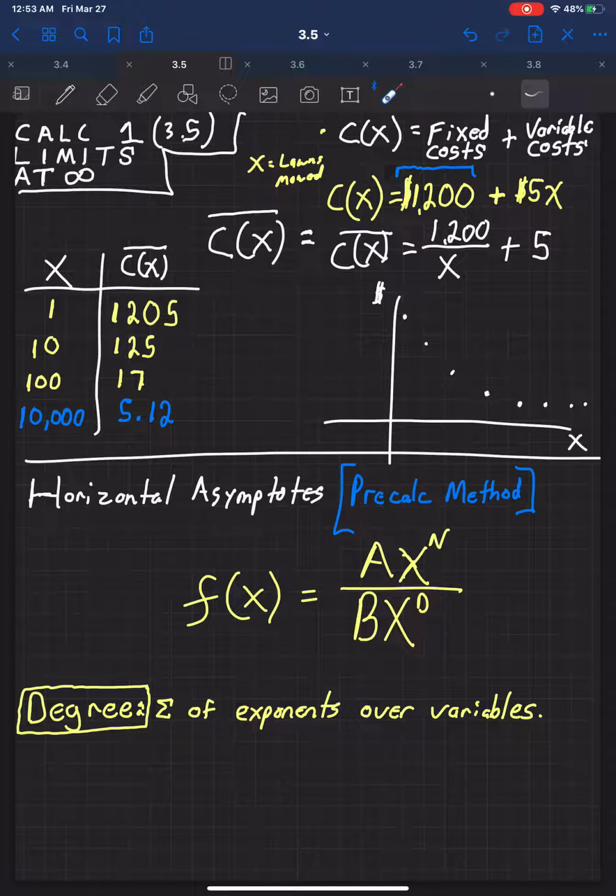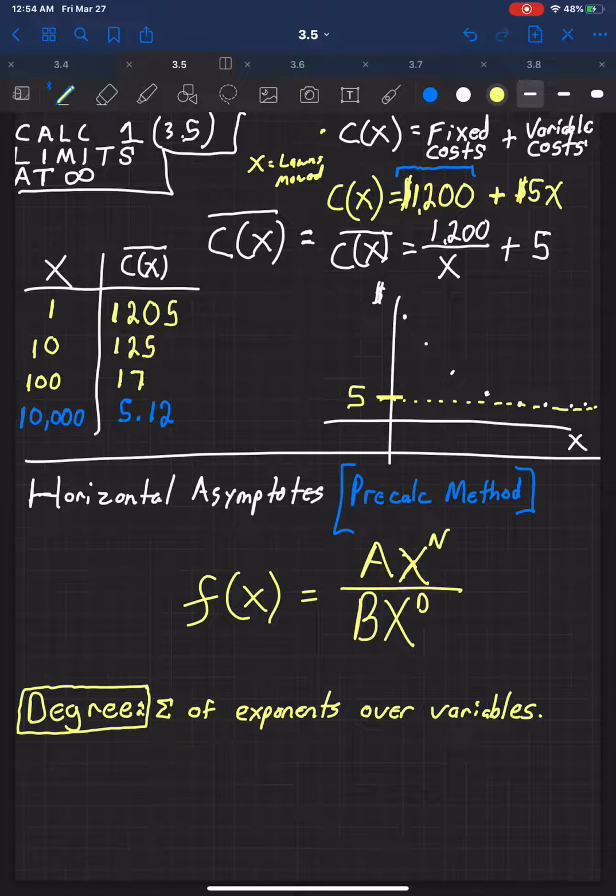So if you don't mind, let's take a look at this average cost function. Is it possible for you to ever make that 0? Well, no, right? Because no matter what, it's always going to be plus 5. So what's going to happen is over time, your cost function is going to approach 5. There is a horizontal asymptote. There's a horizontal asymptote at 5.